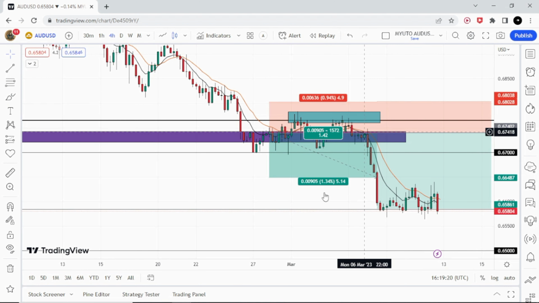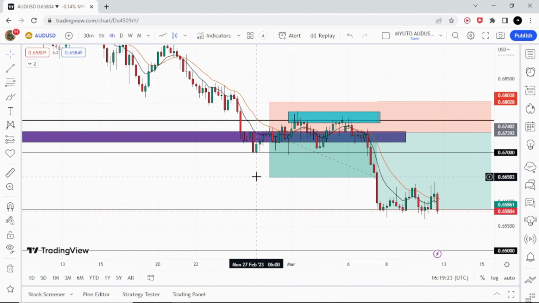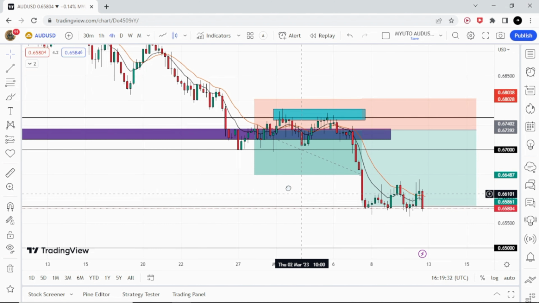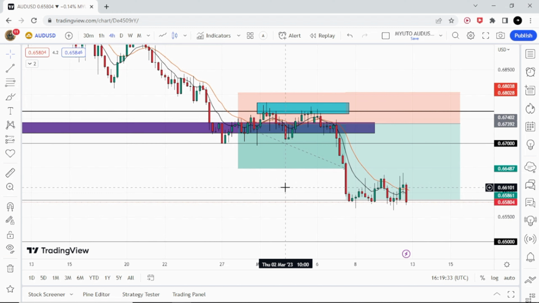So you can see I had my TP1 here and my TP2 here. Both targets got hit. Let's see how the market performs on Monday. We go down to gold.